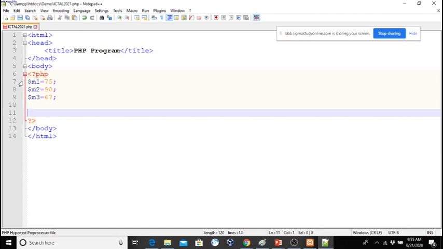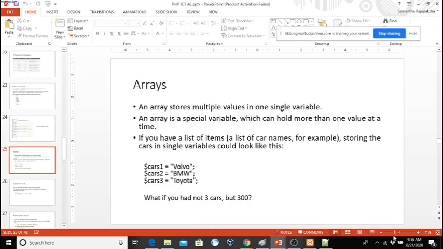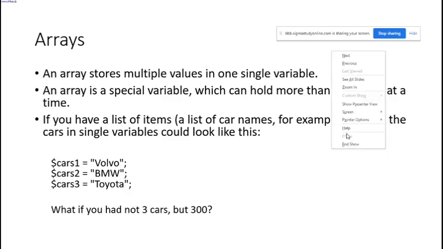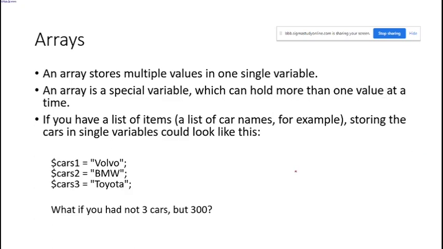But what happens if I have 1000 students? What should I do? Then I am going to write m1, m2, m3, m4, up to 1000. If I did that, it is very complicated because you have to create 1000 variables. So it is not easy to create variables that way. In that case, we have an easy method to create any number of variables. That is what we call the arrays. By using these arrays, you can easily create whatever number of variables you want.